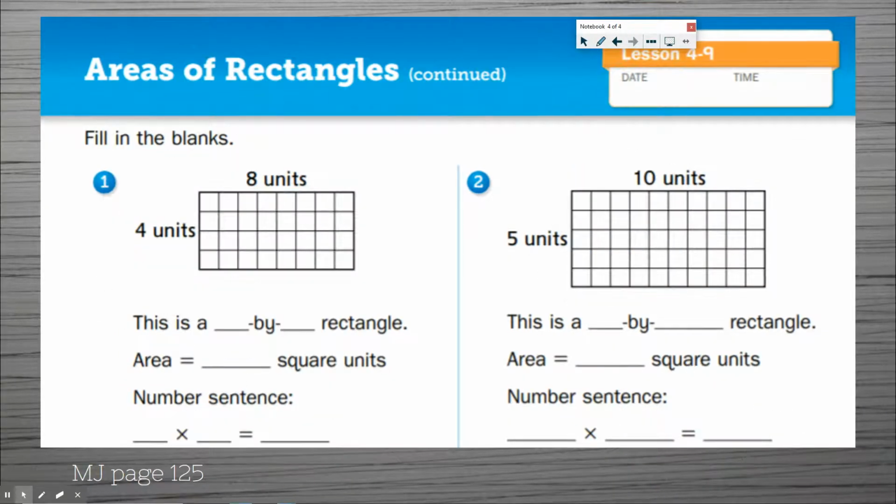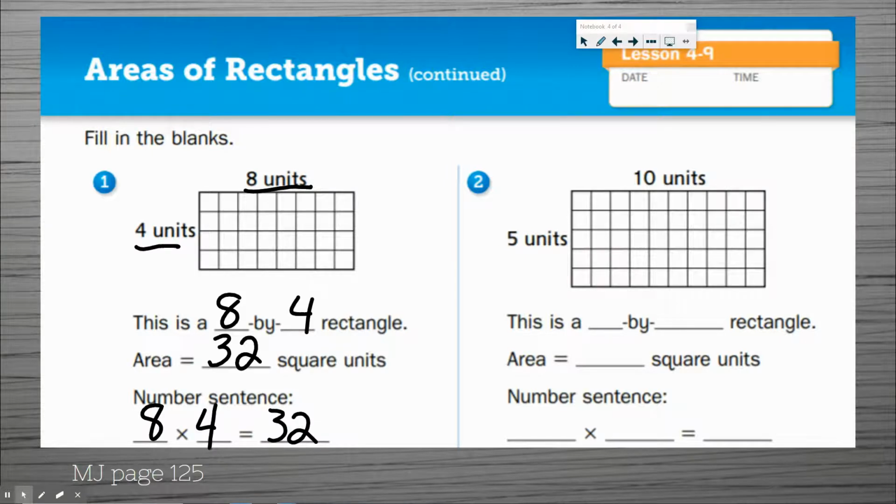All right, turning in your book to page 125, we have some more of the same ideas. This one, we have a rectangle, and we know the sides are 8 and 4. So this is an 8 by 4 rectangle. What is the area of this rectangle? So what is the space inside? You should have said 32 square units. What is the number sentence for this? 8 times 4 equals 32.